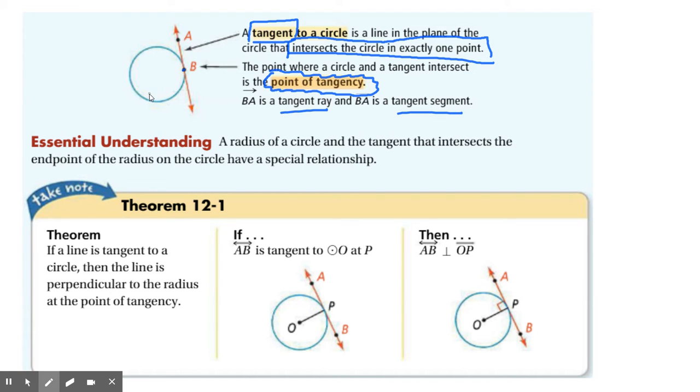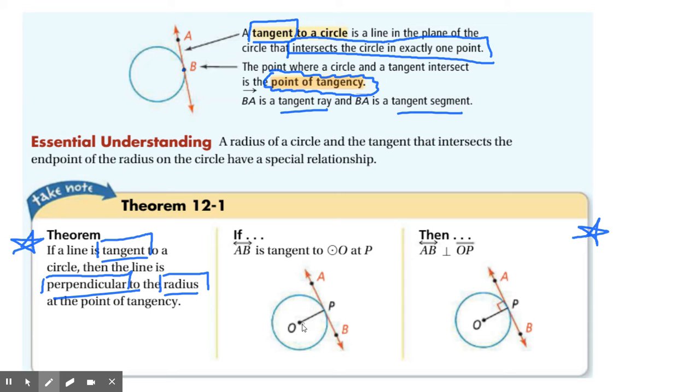So for this picture, we would say that segment AB is tangent to the circle. Now, there's a very important property here involving tangents and radiuses, or radii. It says if a line is tangent to a circle, then the line is perpendicular to the radius at the point of tangency. So the big words here are tangent, radius, and perpendicular. In this picture, line AB is tangent to circle O at point P.